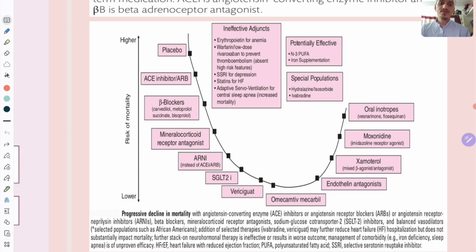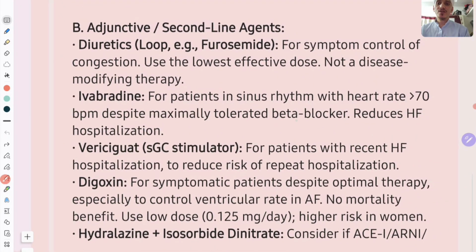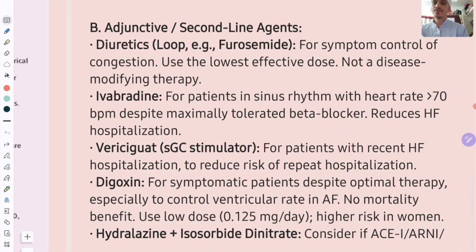So the important thing which you should remember is omega-3 fatty acids and iron supplementation. These are having benefits. Okay. So these are adjunctive or second line agents. So diuretics you should use loop diuretics when there is congestion. Ivabradine, if beta blockers are contraindicated or on maximal dose and heart rate is more than 70, you should use.